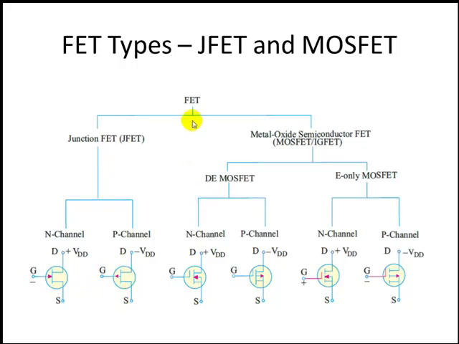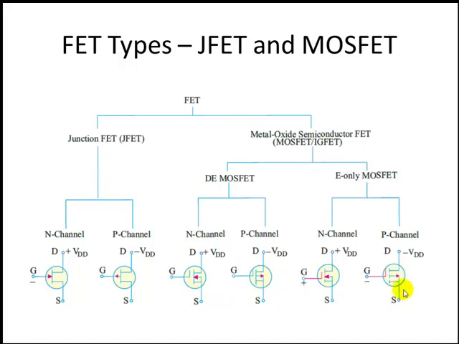One more type of field effect transistor is MOSFET, which stands for metal oxide semiconductor field effect transistors. Once again, there are two types of MOSFETs. One is depletion mode MOSFET and another one is enhancement mode MOSFET. In both the types of MOSFETs, once again we have N-channel MOSFET and P-channel MOSFET respectively. And these are the circuit symbols for different types of MOSFETs.